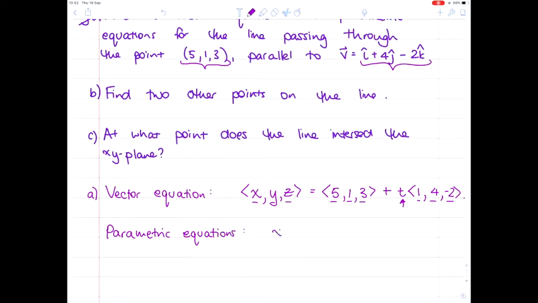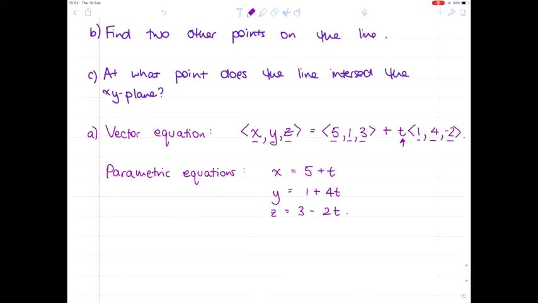Here we've got x is equal to 5 plus t, y is equal to 1 plus 4t, and z is equal to 3 minus 2t. And these two different ways of expressing the line have the same information.